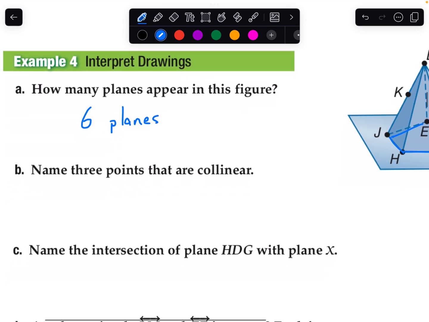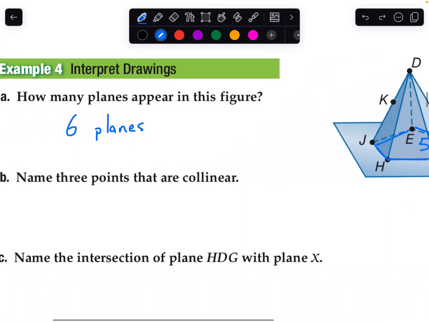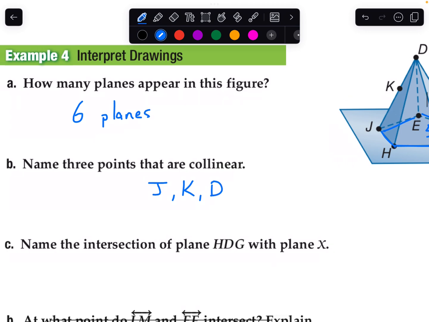Next, name 3 points that are collinear. 3 points all on the same line. Looking around, I see this line here, but it only has 2 named points, so that won't do. The only 3 I see together appear to be right here along this edge of the pyramid, J, K, and D. So J, K, and D are collinear.